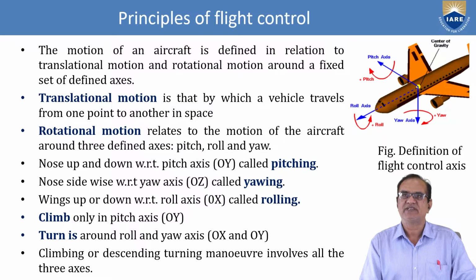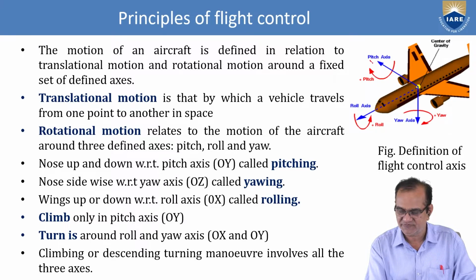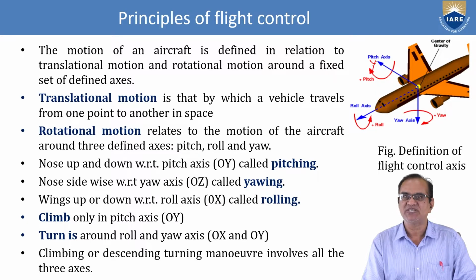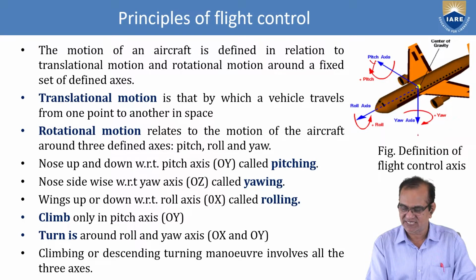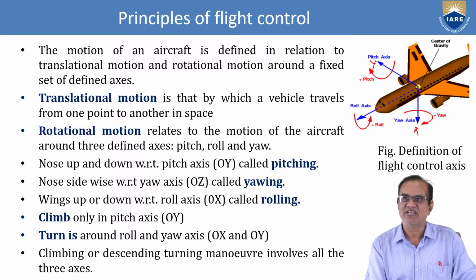Nose up and down with respect to pitch axis OY is called the pitching. So if you see here, O and the Y is here, so it is called the pitching. Nose side by side with respect to this axis is called the yawing axis. Yawing. Wing up or down with respect to the roll axis OX. This is the O and this is the X. This is the Y and this is the Z.